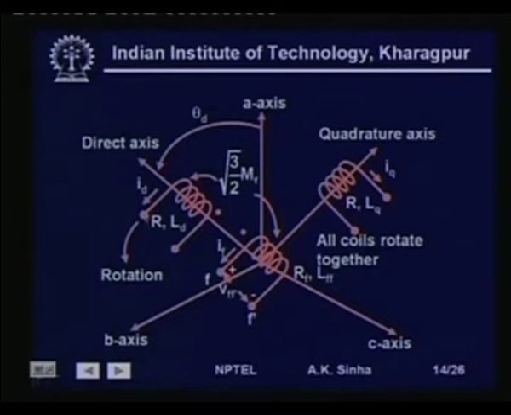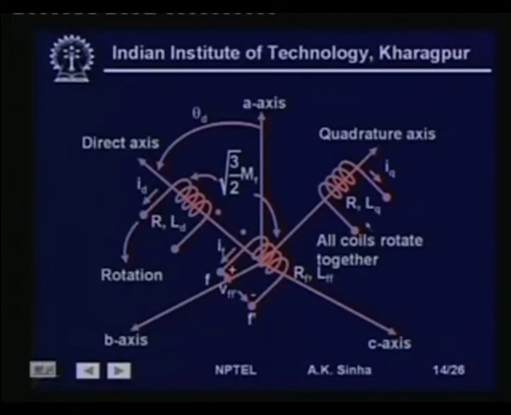Thus, what we see is that the ABC phase coils are now replaced by 3 coils, one which is a direct axis coil, another at 90 degrees to it, that is the quadrature axis, and a third coil which is basically representing the 0 sequence quantities. Since we will be mostly interested in balanced operation, 0 sequence quantities will be 0. So, we do not show that winding here at all.